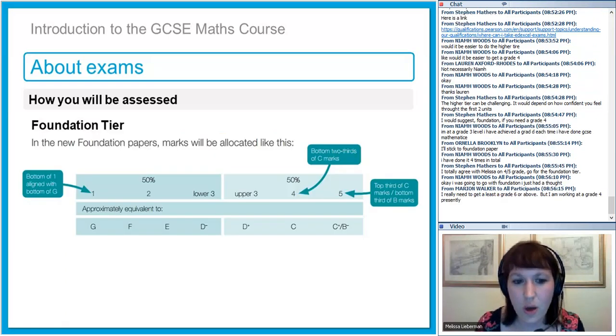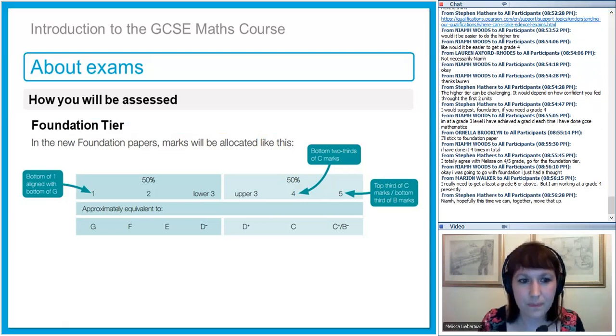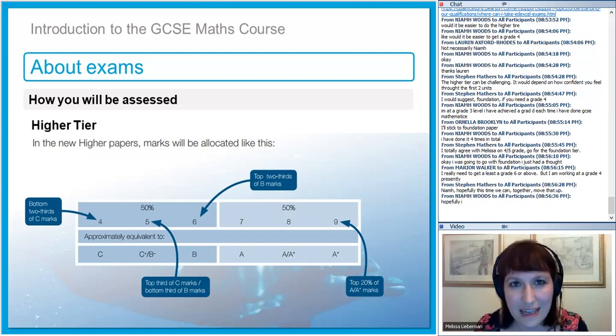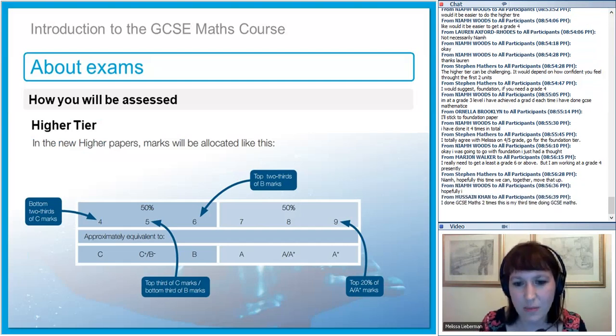So this is just an overview of how the grades are distributed across the foundation tier exam. Half the questions are at roughly around grades 1, 2, and 3, and then half the questions will be around grades 3, 4, and 5. And then on the higher tier, half the questions on the paper will be around grades 4, 5, and 6. And then the second half of the questions will be around grades 7, 8, and 9. 9 is above an A star. They're really quite challenging questions.